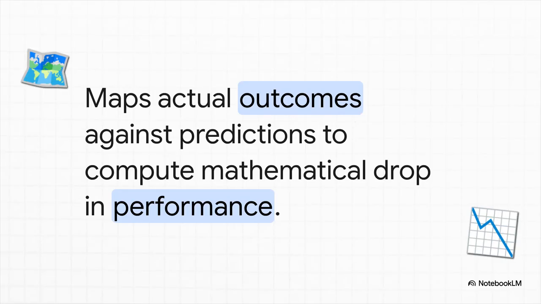Now, tracking input data is a fantastic leading indicator, sure, but eventually your actual ground truth labels are going to arrive. When they do, you use Evidently's column mapping feature. This explicitly maps the actual, real-world outcome right against your model's prediction. Evidently then calculates the true drop in accuracy, precision, and recall, so you get a direct mathematical measure of just how much your model has actually degraded.